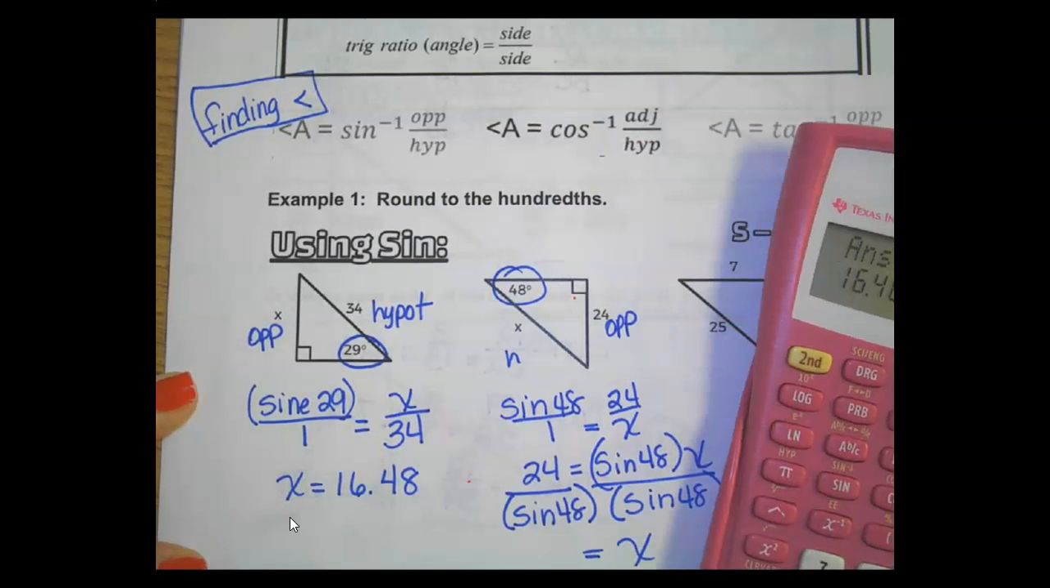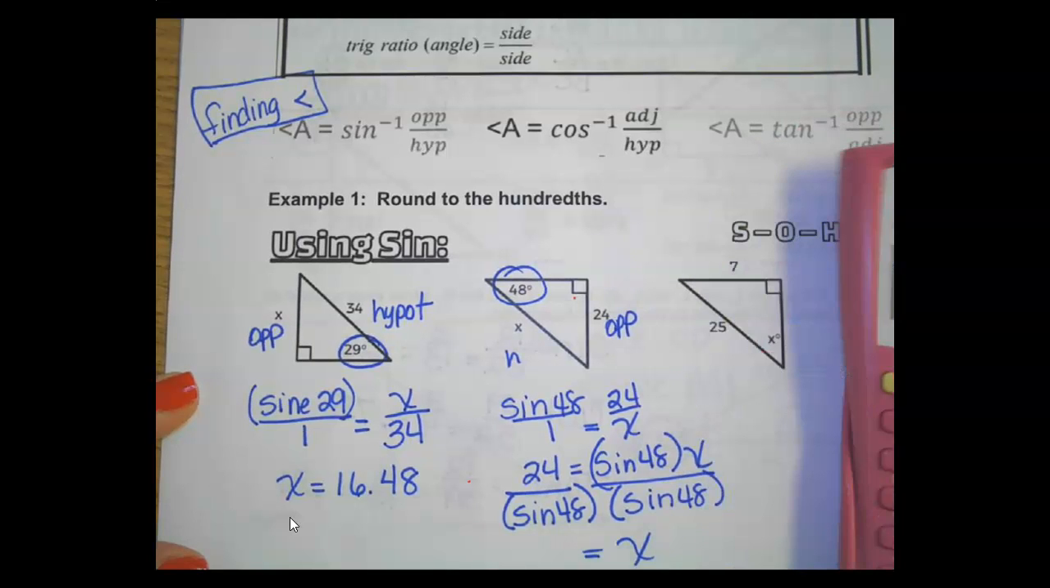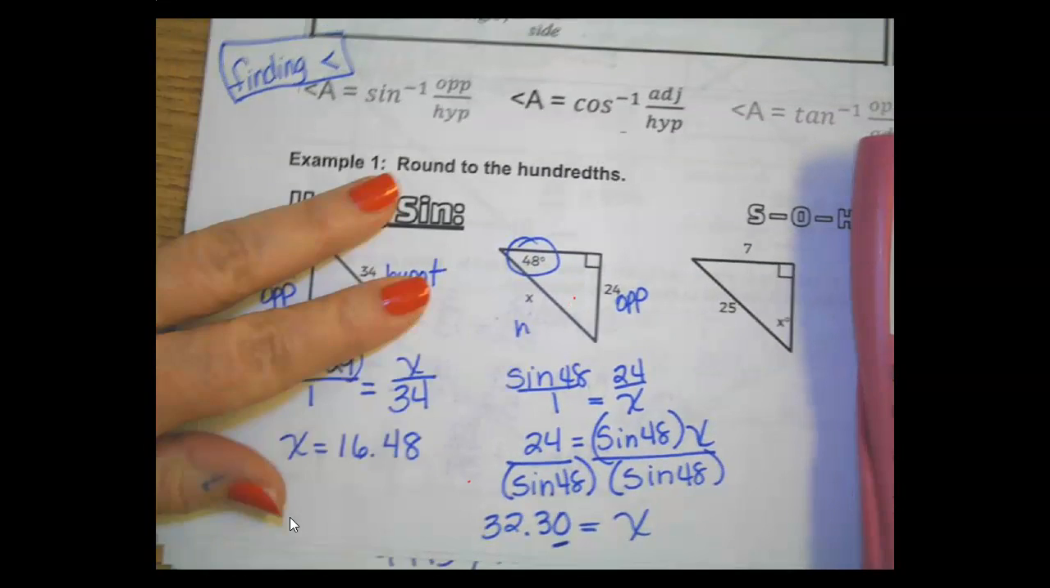So here we go. 24 divided by, and I like to put it in parentheses so I just know, the sine of 48. And I got 32.30, if I'm rounding to the hundredths. Sometimes you need to go to the hundredths. Next one.